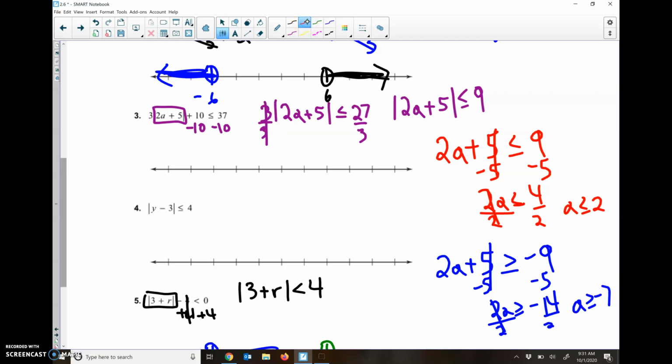Graphing doesn't change for these, so I have a number like 2 here. I'm going to fill in my circle because it's an equal to. And numbers less than 2 go to the left, like 1, 0. And then for the bottom one here, the blue one, I have negative 7. And again, a filled in circle because it's equal to. And numbers greater than negative 7, like negative 6, negative 5, negative 4, go to the right.